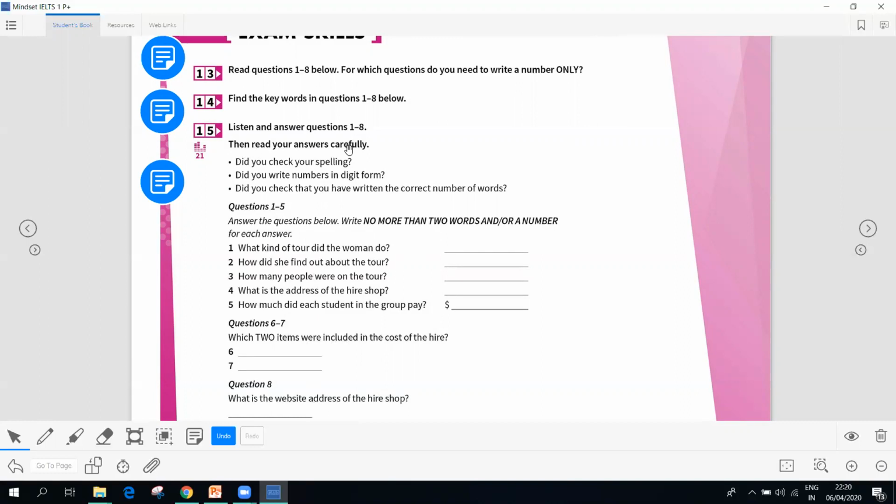read your answers carefully and check for these 3 things. Check your spelling. Did you write numbers in digit form? What do we mean by digit form? Not word form. For example, one, O-N-E is the word form. Digit form is number 1. In the previous task, I told you it's always good to write the number in the digit form so that you are less likely to make mistakes. Did you check that you've written the correct number of words? 1 word, 2 words here. You read the instructions yourself.